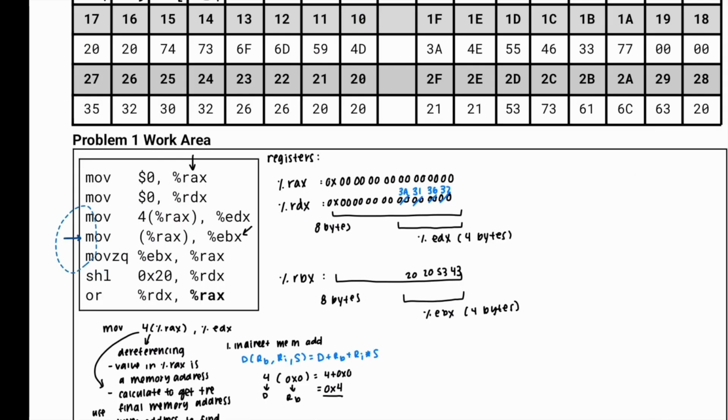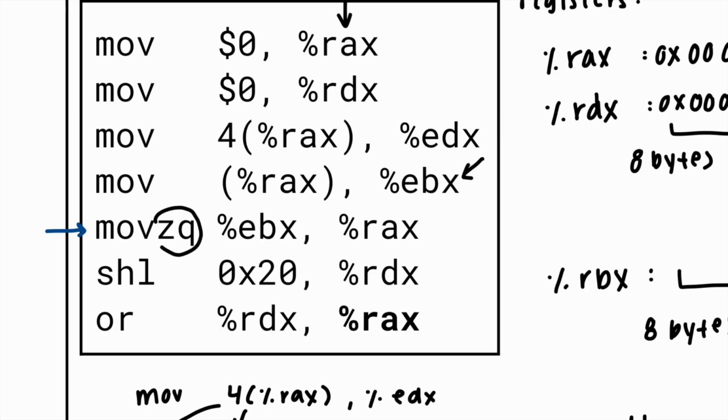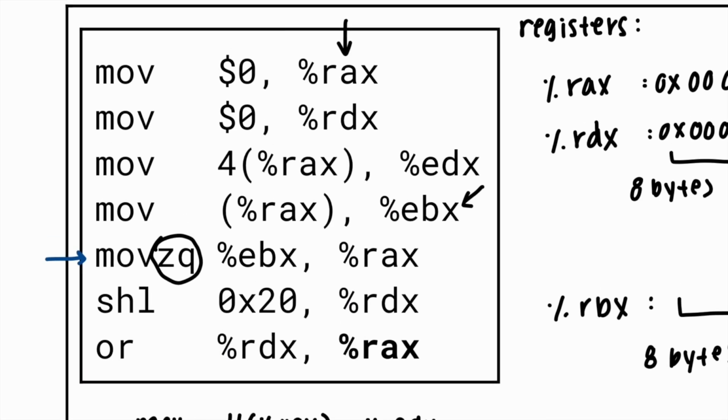Let's go into the next instruction. This next instruction has a special value here, ZQ. This Q means quad word, which means we're moving 8 bytes.